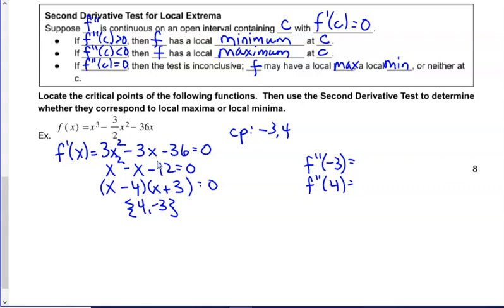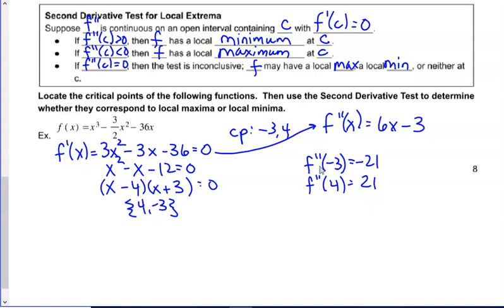Now, I'm going to go ahead and take the second derivative of this right here. Now, don't do it where you divided by 0. Do the second derivative up here. So, f double prime of x is going to be 6x minus 3. And that's what I now need to plug -3 and 4 into. So if I put -3 in there, times 6 is -18, minus 3 is -21. If I put 4 in there, 4 times 6 is 24, minus 3 is positive 21. I think that might just be a coincidence because that doesn't always happen.